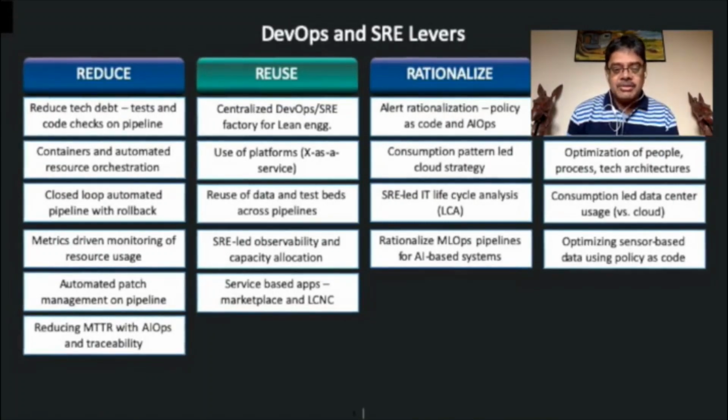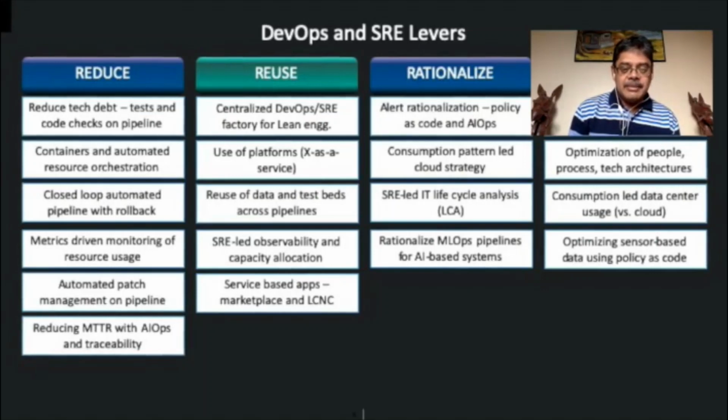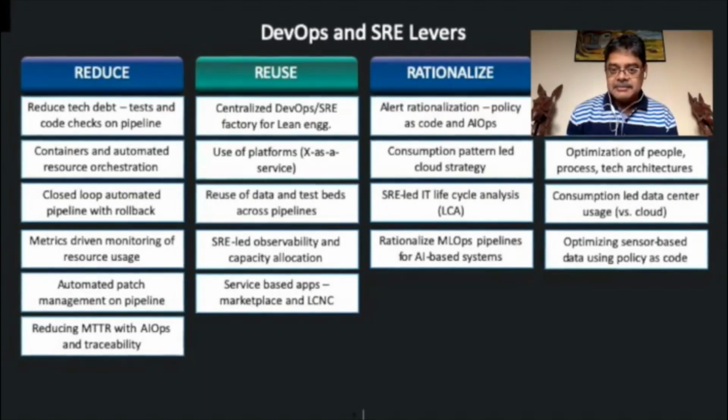Today we are talking about Gen AI. Can we use that to actually manage those kind of things? Reducing MTTR, mean time to repair, with AI ops and traceability. How well can we do that?